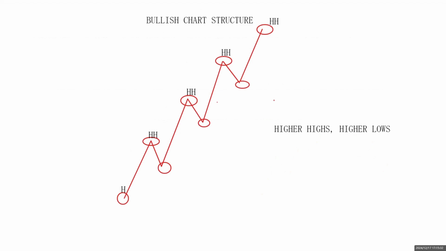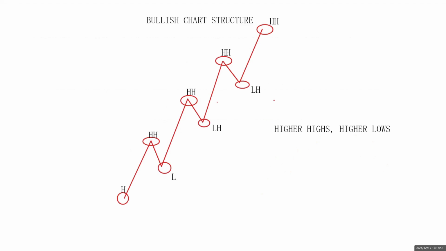Okay, so right here, this is a lower high. This is a lower high. Then this is a low. Let's take this as the lowest low right here. Okay, so this is a clear example of what a bullish structure is, and it can be found clearly on the chart.